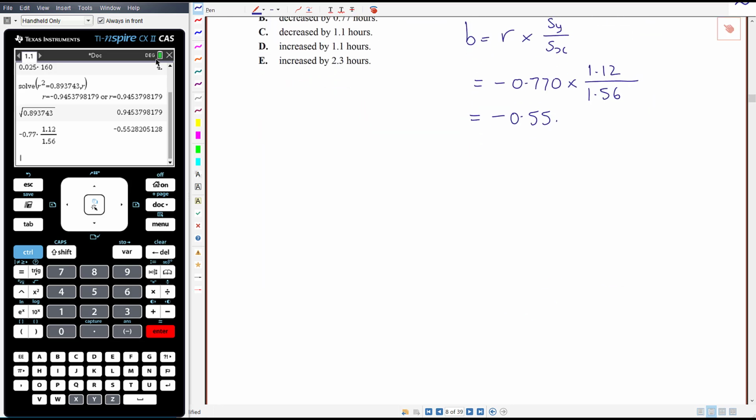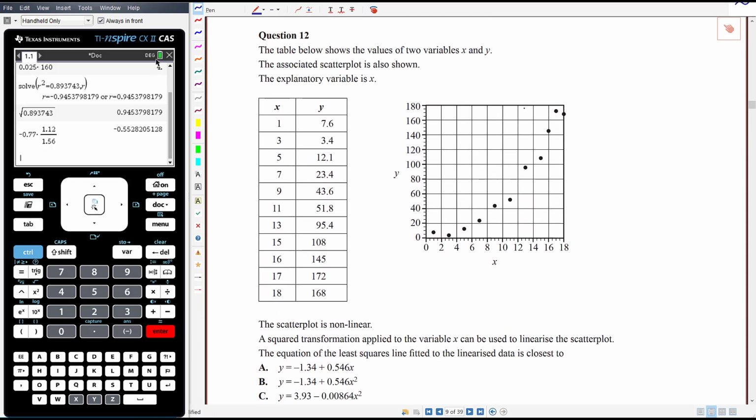Okay, question 12. The table below shows the values of two variables x and y. The associated scatter plot is shown. The explanatory variable is x. The scatter plot is non-linear. Okay, so we're seeing that it's pretty clearly curved in that direction.